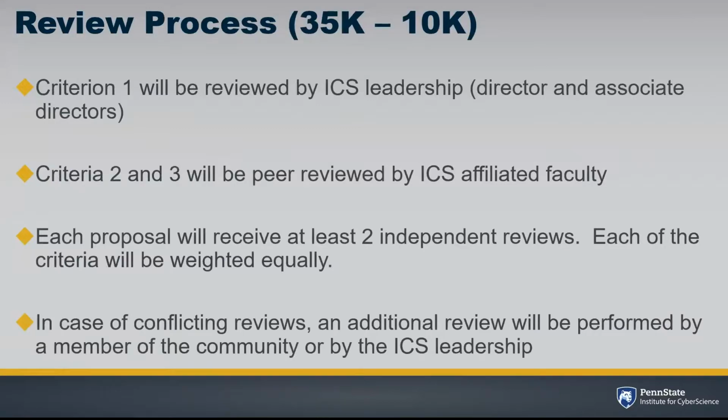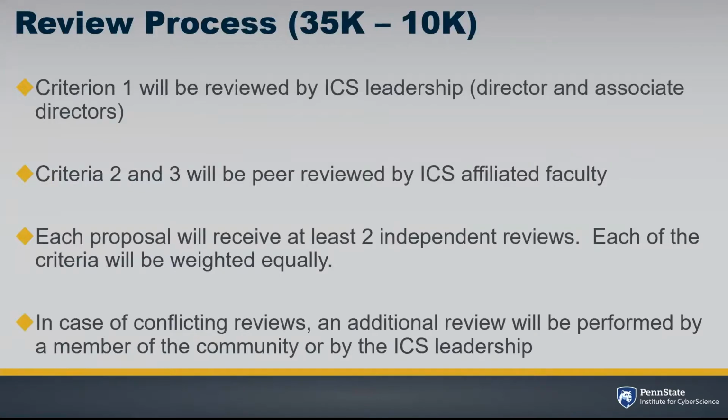For the $35,000, $25,000, and $10,000 grants, we will evaluate on criterion, of course. Criterion 1 will be reviewed by ICS leadership, either the director or any of the associate directors. Criterion 2 and 3 will be peer reviewed by ICS affiliated faculties. Each proposal will receive at least 2 independent reviews, and all points will be weighted equally.